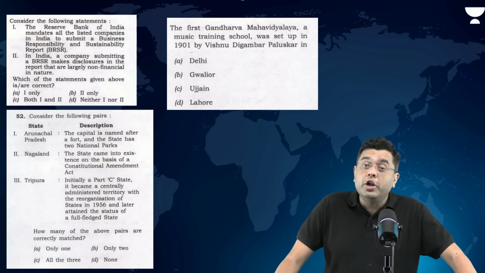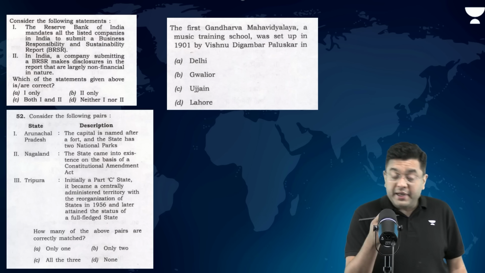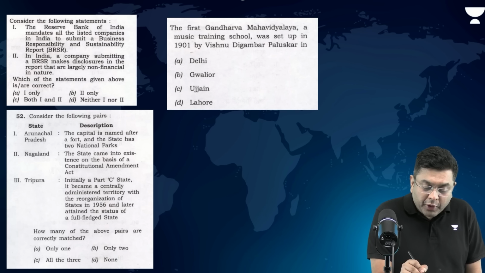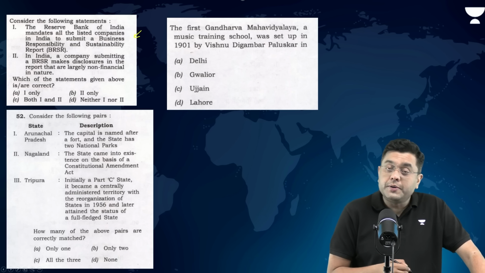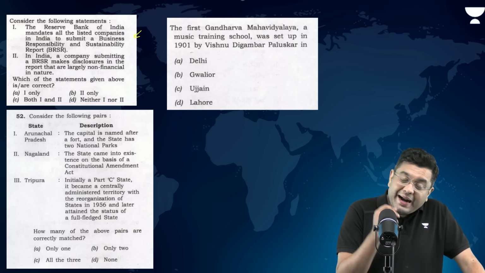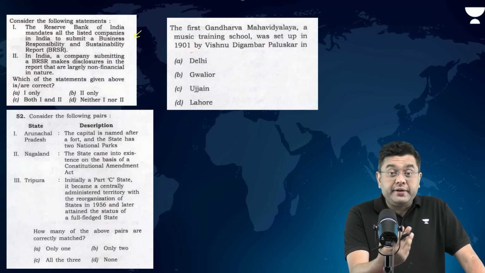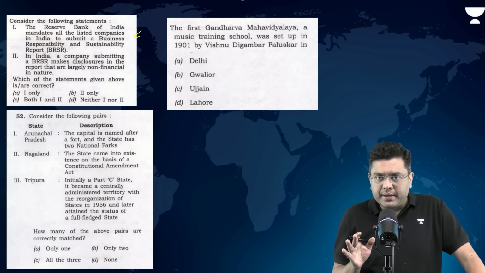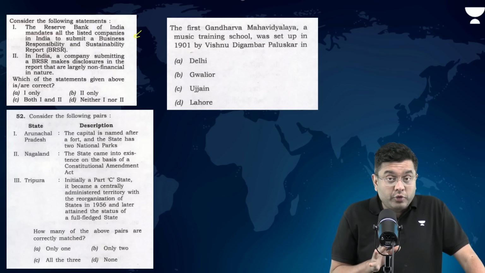Even in your economy and polity. For example, in economy, I told you there are factual questions as well. So, the Business Responsibility and Sustainability Report. Now, RBI mandates all the banks. If you have followed current affairs, you might be able to get this. But if you are not able to get this, don't panic. It is okay to leave these questions.